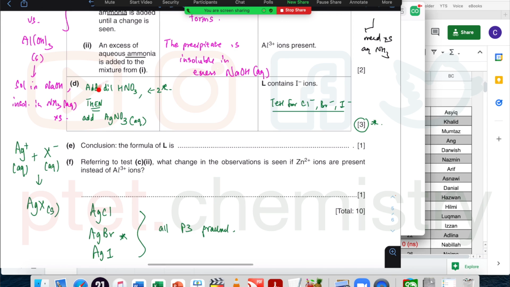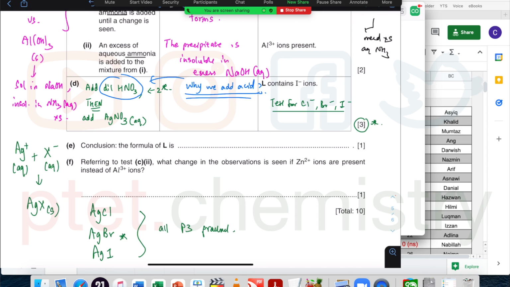Now, why does this order matter? If you forget the acid, then something will happen. Why do we add acid? This is a common question. Sometimes they do ask you, why? Why do we add acid? This is not what you fill in the table, but this is important.